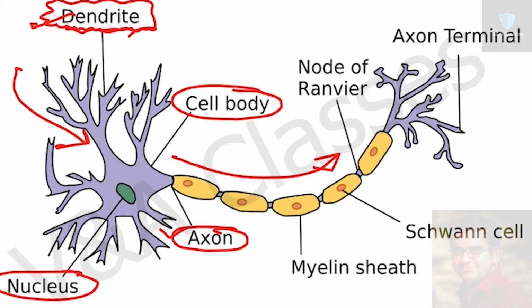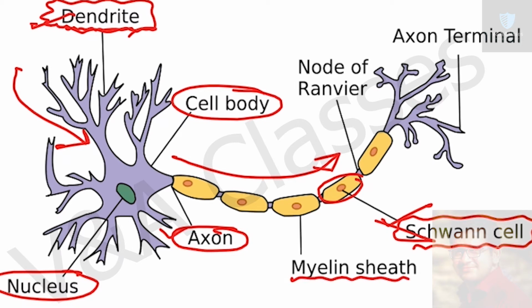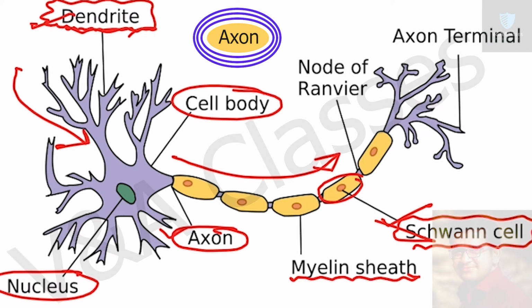Now let's see the other parts of these neurons. First, the Schwann cells. As you can see, these yellow colored cells surrounding the axon are called Schwann cells. These Schwann cells help in laying down the myelin sheath. The myelin sheath wraps around the axon, and it acts as an insulator. Because of this myelin sheath, the electrical impulse cannot pass throughout the length of the axon.